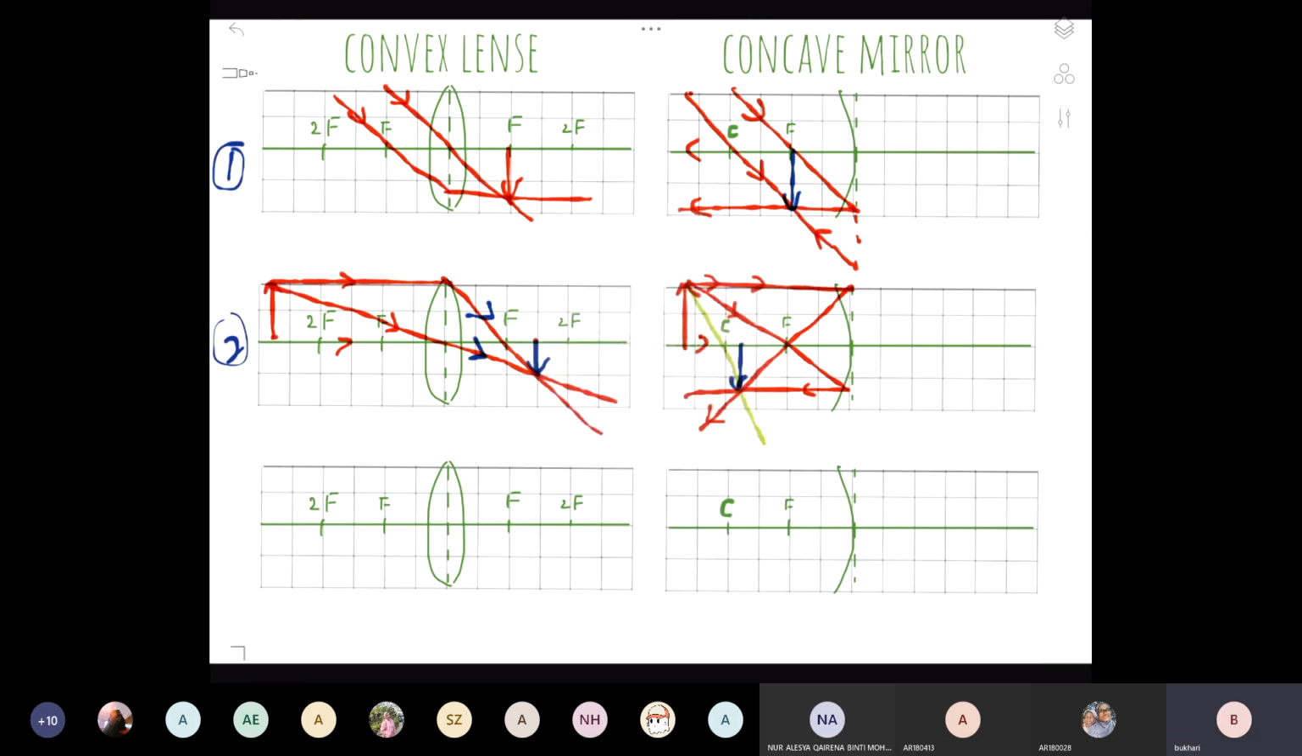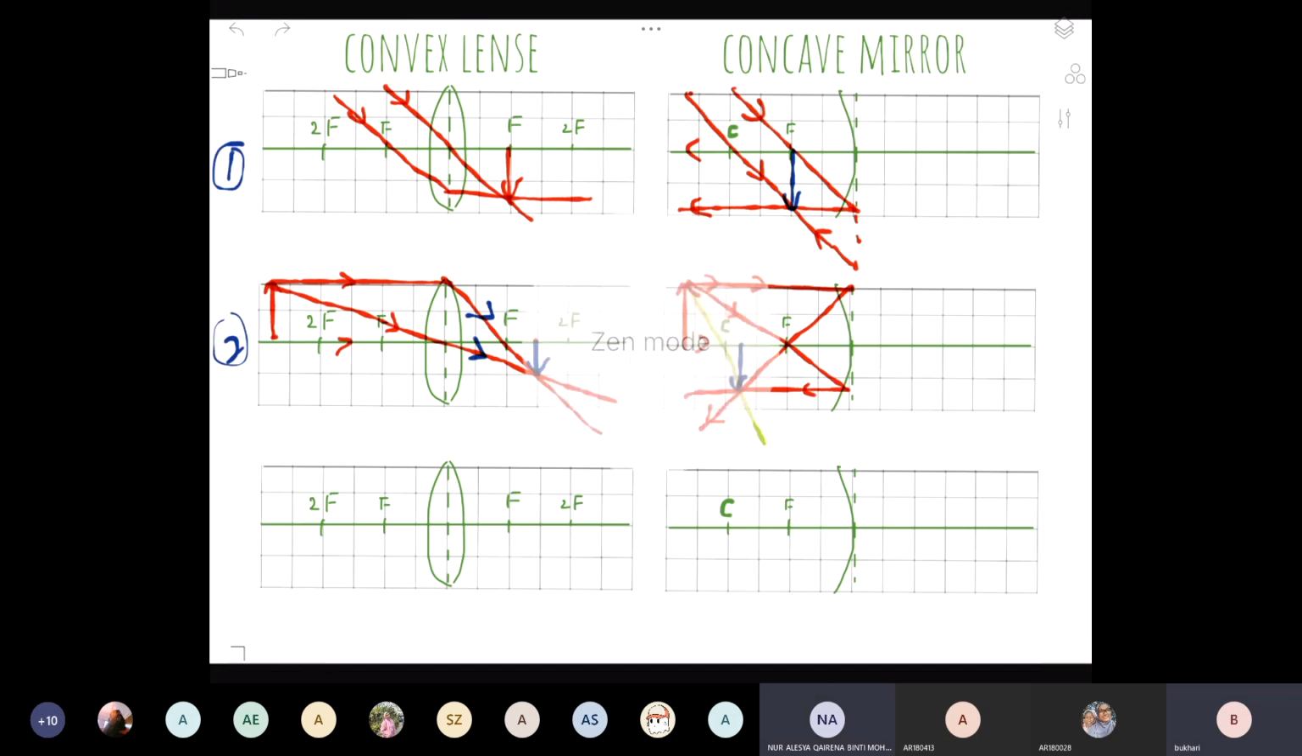Okay, that is okay. Let us look at the characteristics. The image is inverted, right? It is inverted because you can see the arrow is downward. It is inverted, and then it is smaller, and it is real. Actually, the characteristics for both of these situations are the same. That's why I'm comparing side by side, so that you can see the differences and also the similarities between the characteristics and also other elements such as drawing and so on.